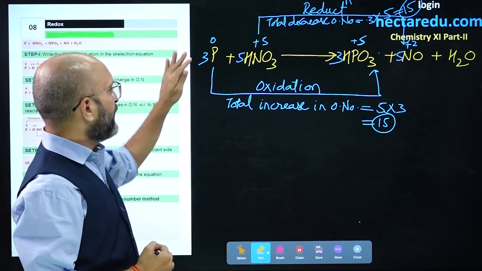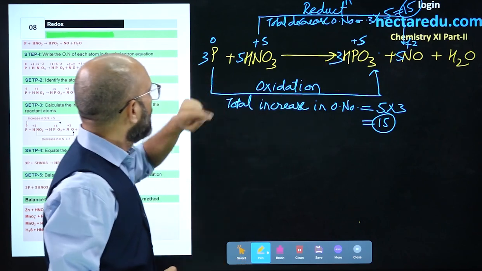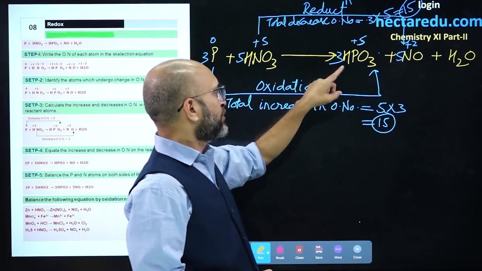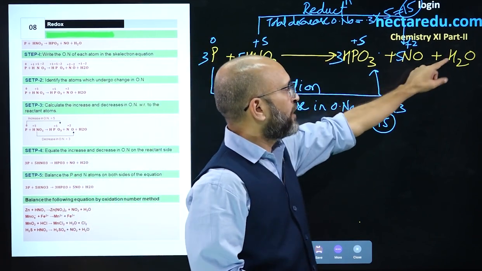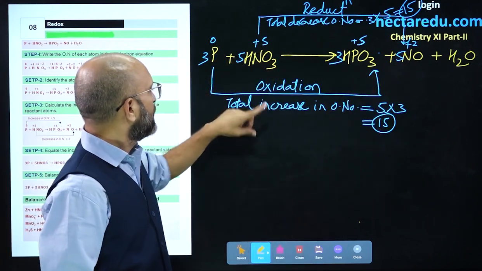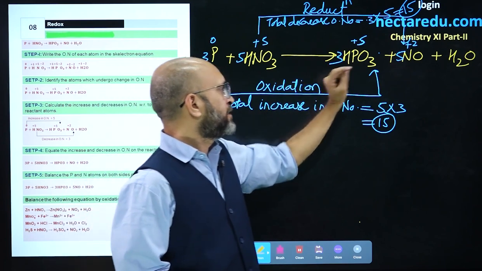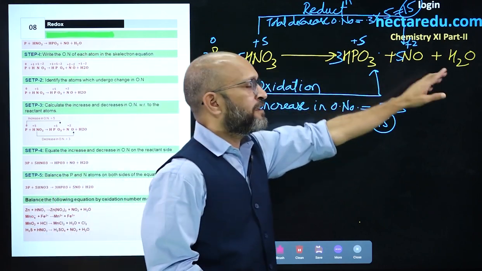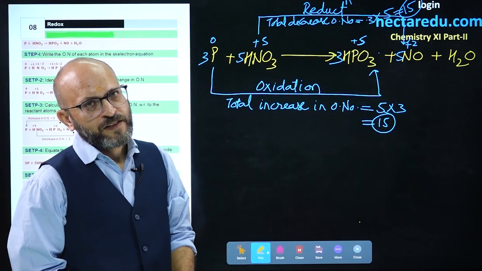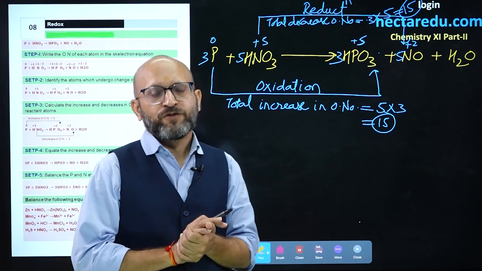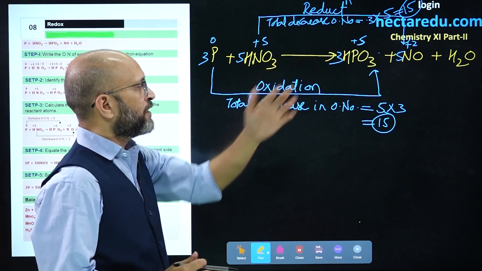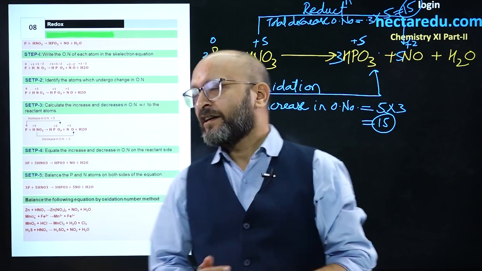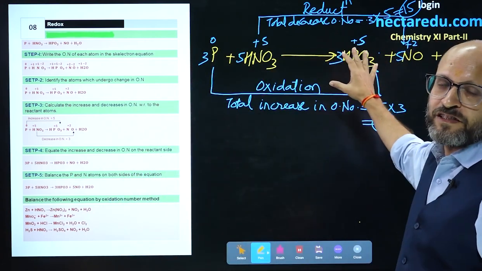Now let's see. We have 3 phosphorus, 5 nitrogen, 5 nitrogen, and hydrogen: 3 hydrogen here and 2 hydrogen here, so you have 5 hydrogen. Oxygen: 3 fives are 15 oxygen, 3 threes are 9, 9 plus 5 you have 14, and in water 1, so you have 15 oxygen. And we have increase equal to decrease. So you have already got a balanced redox reaction which we have balanced through the oxidation number method.